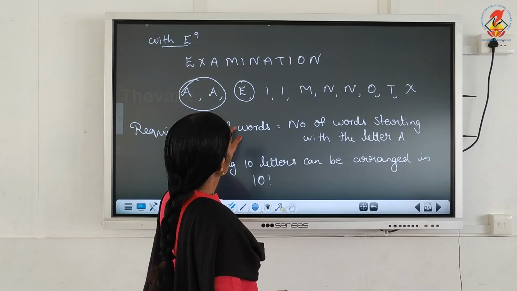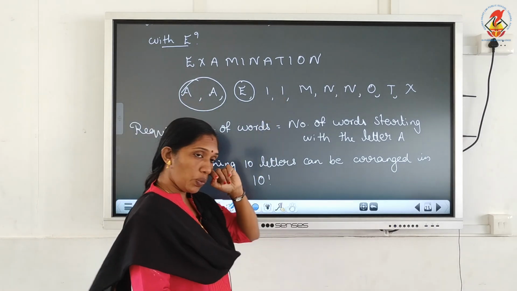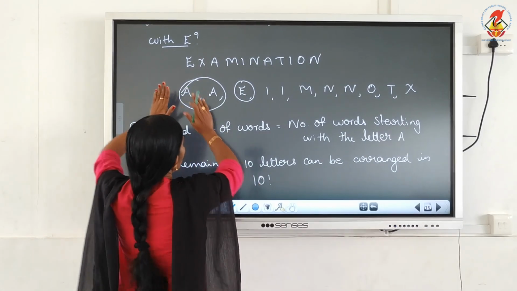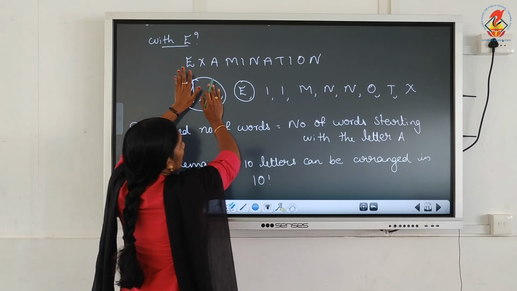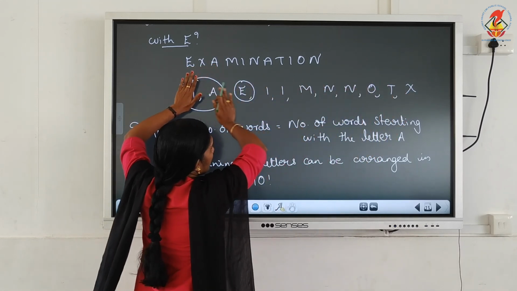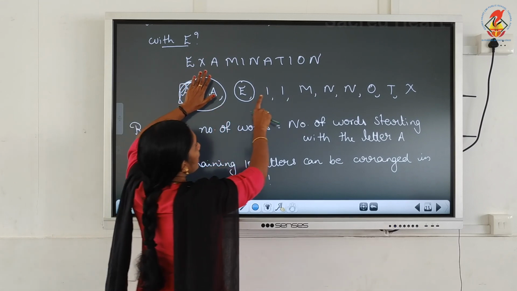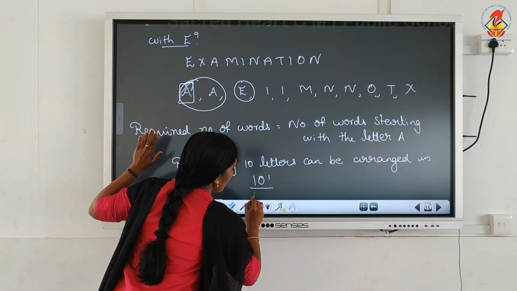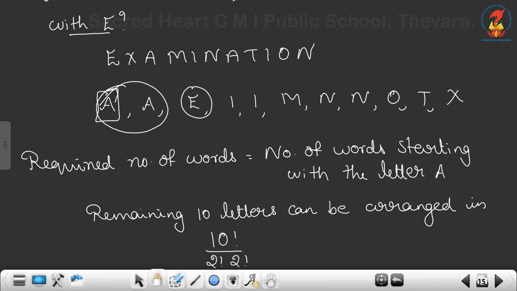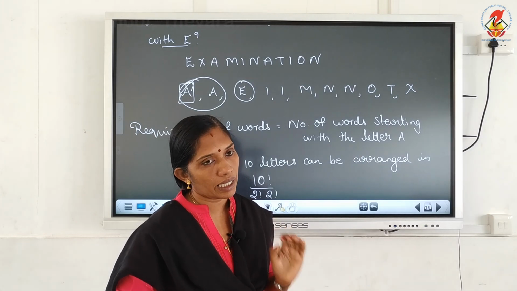But is there any letter repeated? This A we don't consider. Why don't we consider A? The first letter is A, so this is fixed. Now we have to arrange only these 10 letters. In these 10 letters there is only one A. But I appears 2 times and N appears 2 times. That you have to write in the denominator: 2 factorial and 2 factorial. Clear?